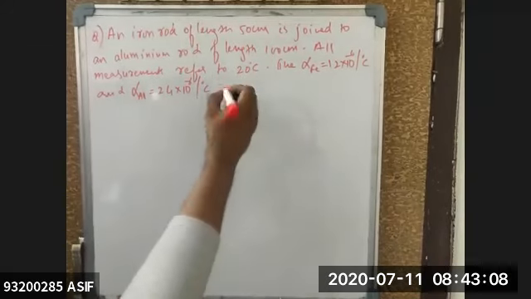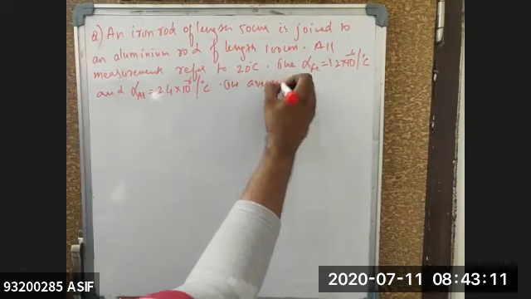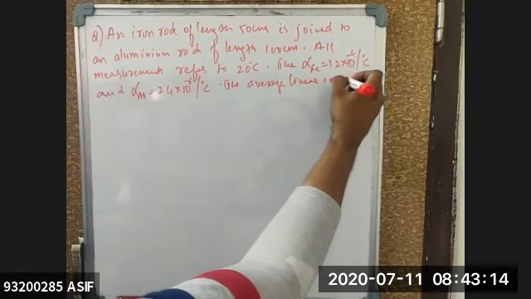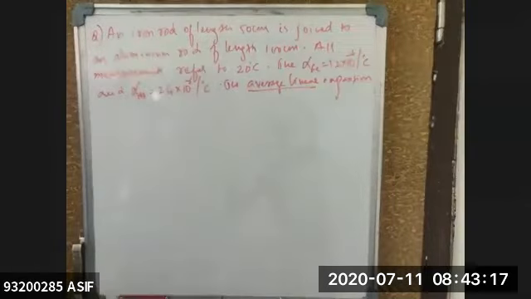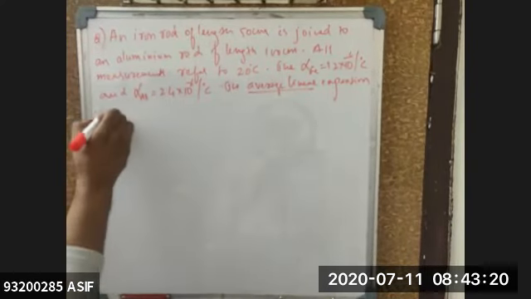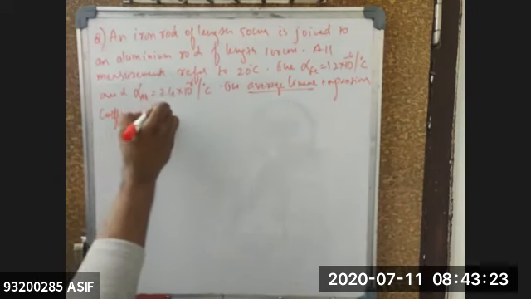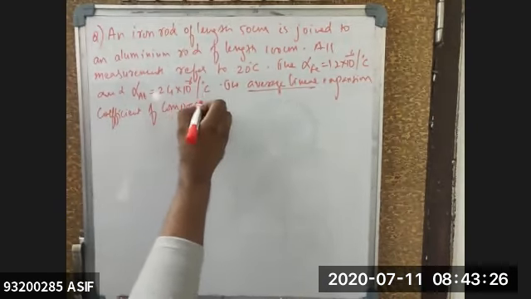The average linear expansion coefficient of composite system is dash. This term is very important, beta. Options are 36 into 10 to the power of minus 6 per degree centigrade, 12 into 10 to the power of minus 6 per degree centigrade, 20 into 10 to the power of minus 6 per degree centigrade, and 48 into 10 to the power of minus 6 per degree centigrade. Come on, try to do it out.